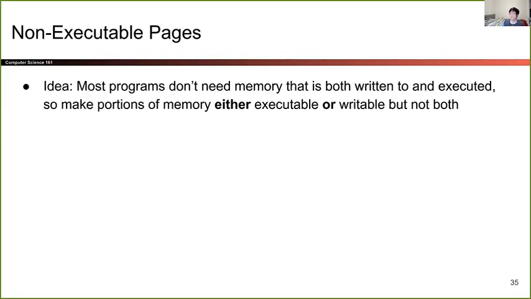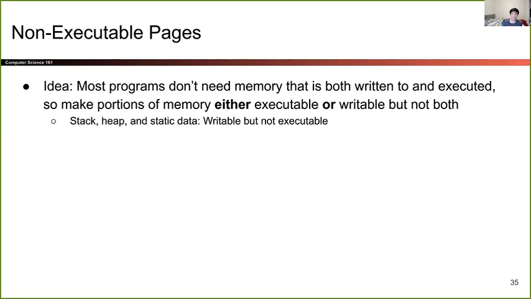The idea here is that most programs aren't going to need pieces of memory that you can both write to and execute. The only scenario where you might need this is something like a just-in-time compiler, which compiles code as it's running it and then runs that code, or something like self-modifying code, which is awful. But sometimes it does happen where a programmer writes code that changes itself as it's running. So it does happen, but it's not very often.